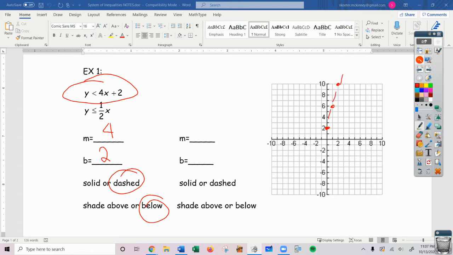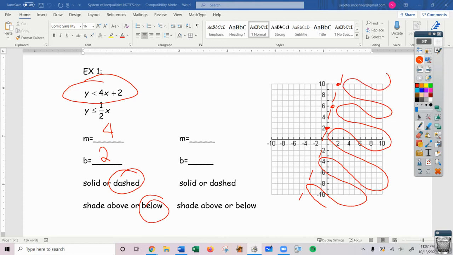This is a dashed line. So I've got a dashed line going down. And I want to shade below. Again, following those rules, make sure we're getting all that shading. Otherwise, we won't see our answer for the system.